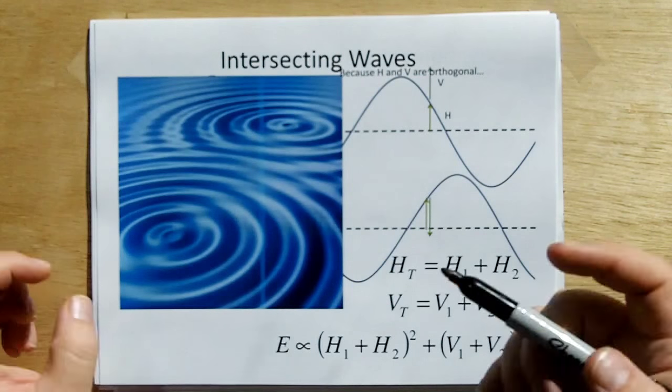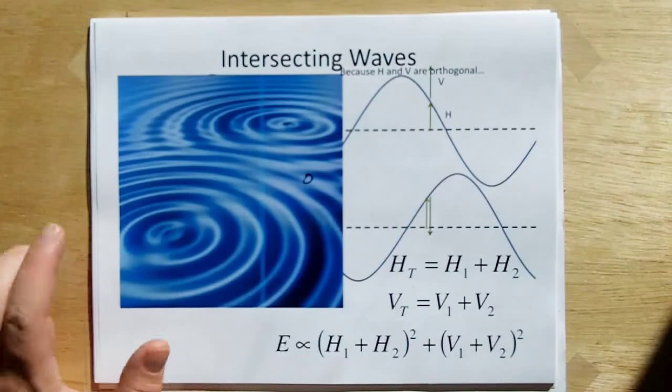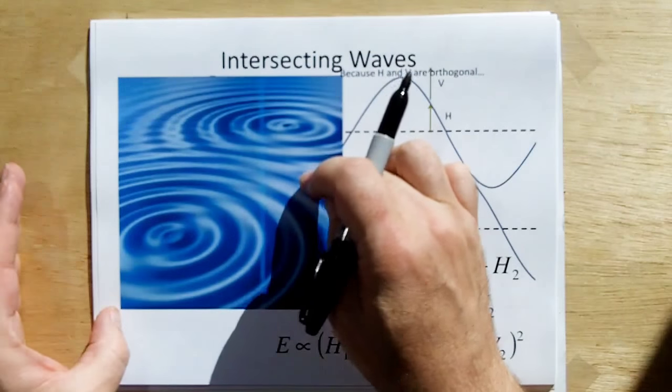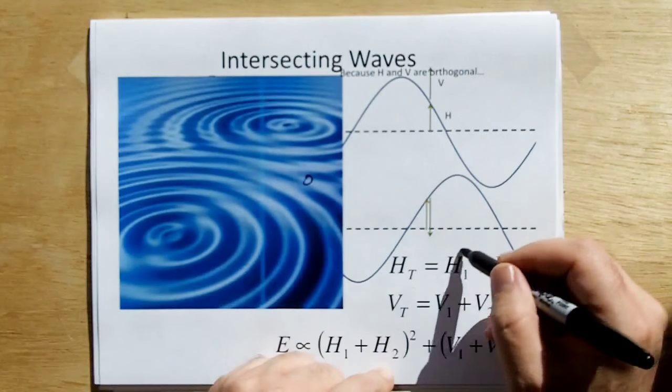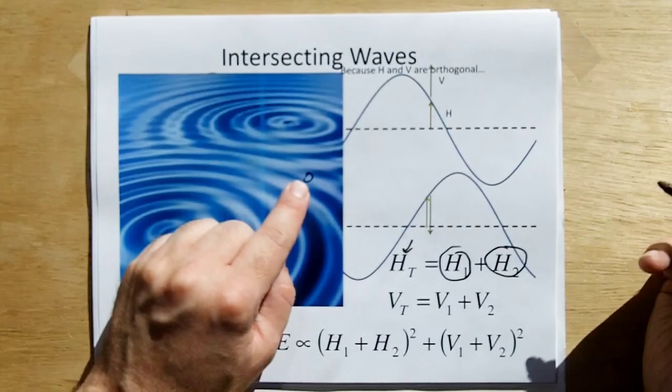And so when two waves intersect, if you've got two waves intersecting at this point here, all you have to do to find out what's going to happen at this point in space is take the height of wave 1 plus the height of wave 2 to find the height of the wave at the point where they intersect.